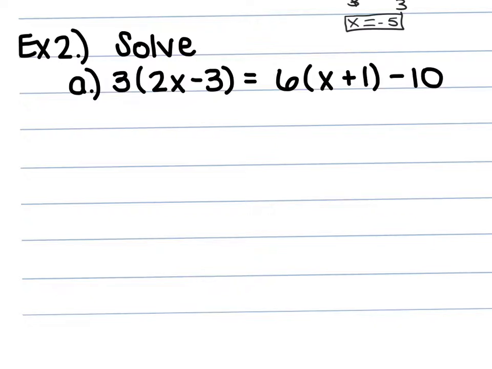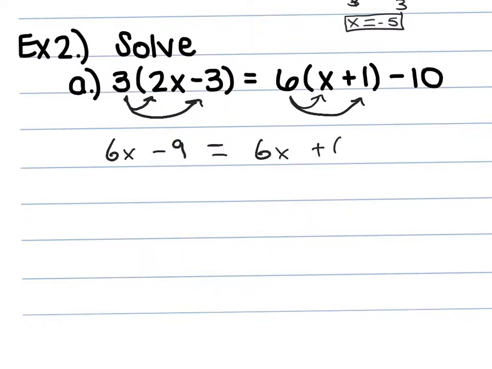No, we can't add x's and like whole numbers. They don't work that way. So what should I do? Let's distribute. I'm just putting this on the bottom here because I'm not going to be able to see the arrows on top. So we get 6x minus 9 is equal to, let's distribute here as well. We get 6x plus 6. Ooh, this is going to be interesting. Minus 10.